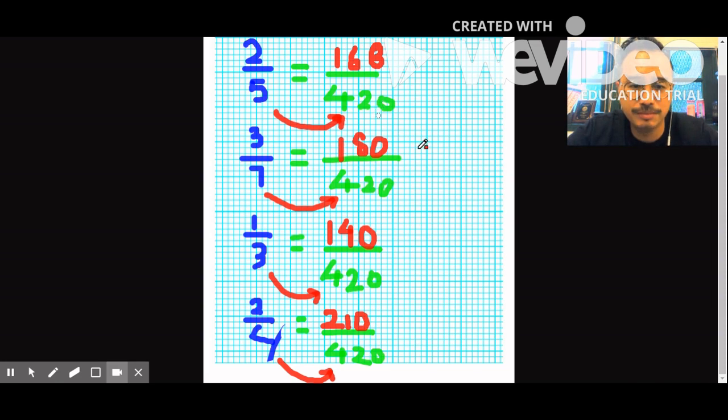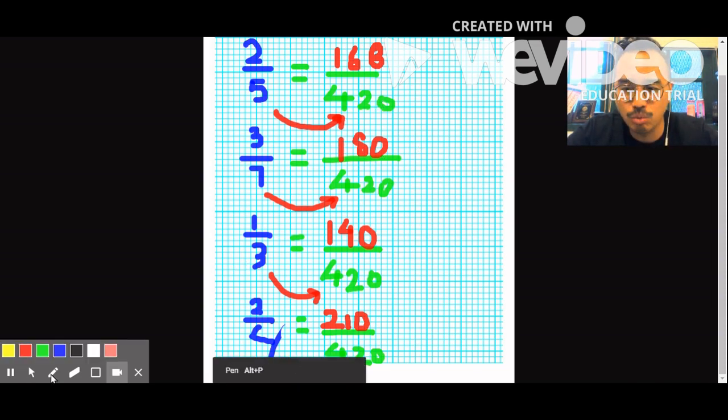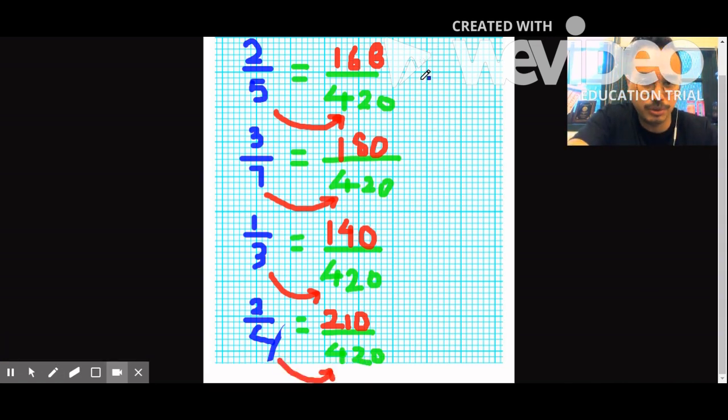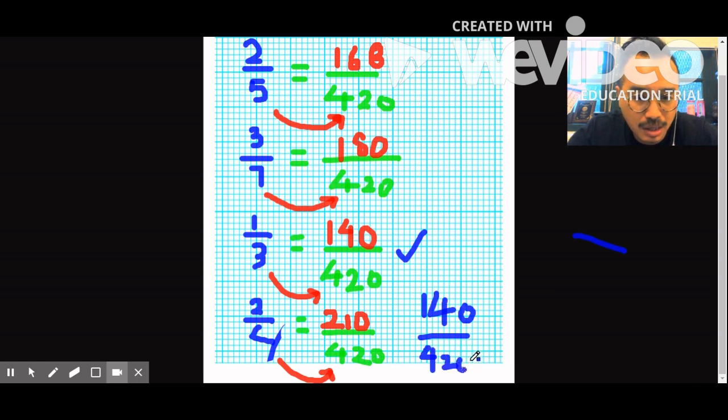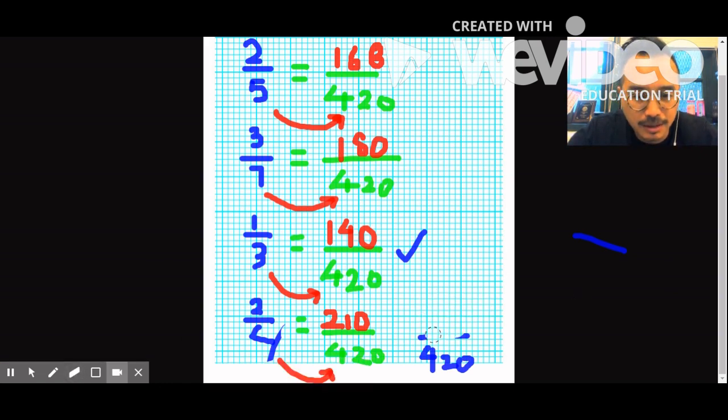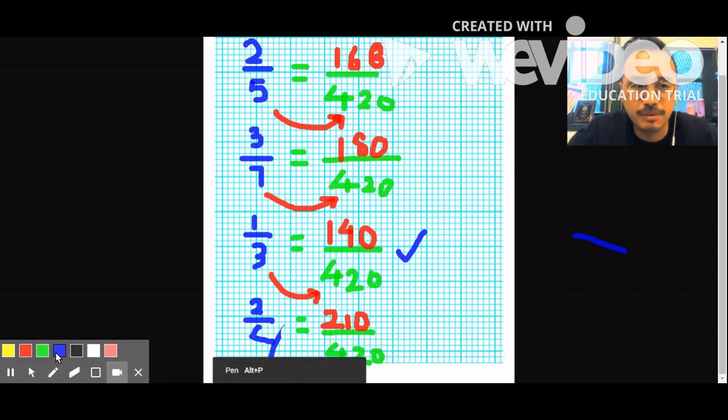All right, so now we can order. Remember to write back the original fraction. That's why I keep color coding this, because I want to show you that at the end my answer should look something like this. Now, I'm out of space, so let's see if I can write out here. So what's the smallest one? It's this one, 140 over 420, smallest. See, I made a mistake again. I should have written the original fraction.